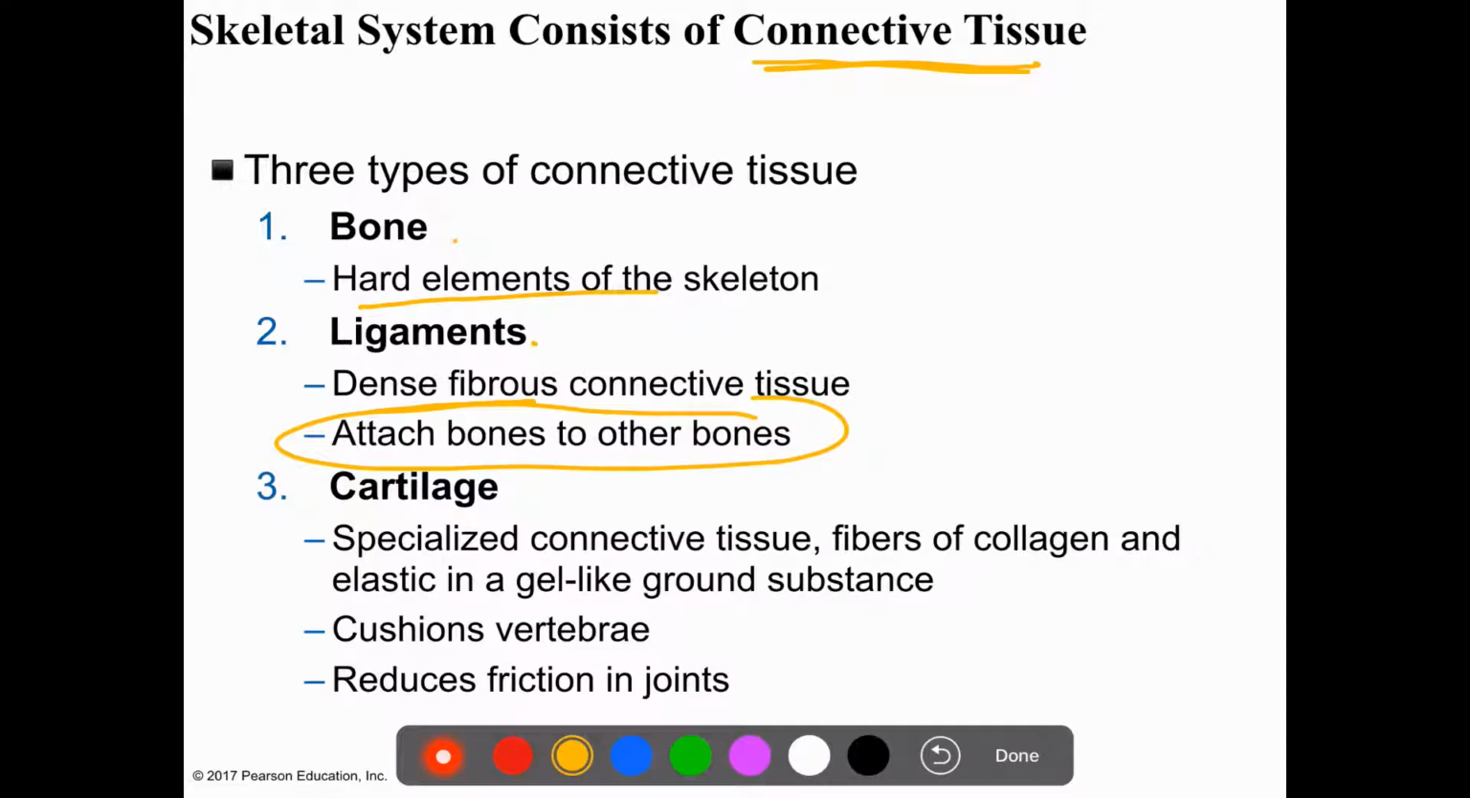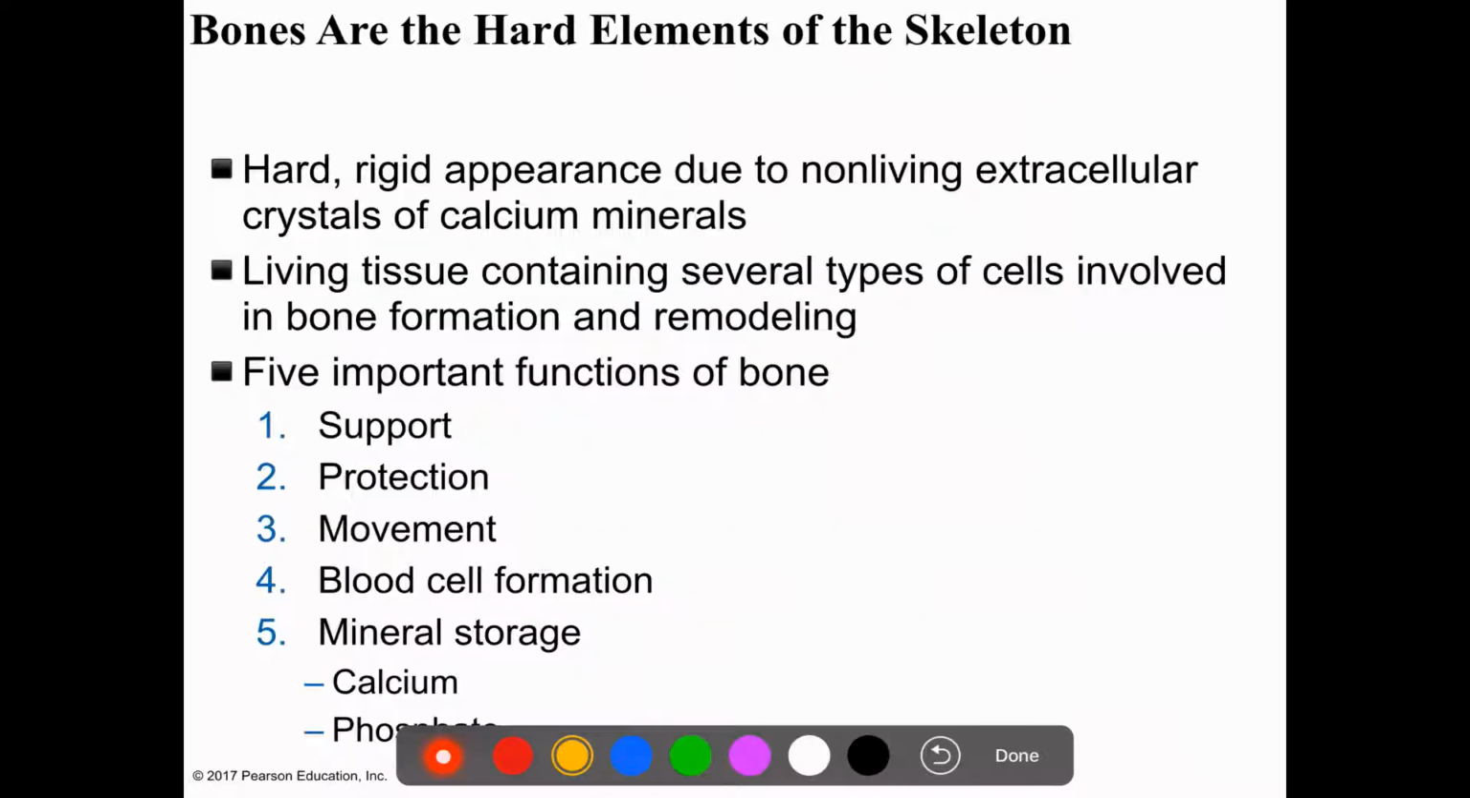And we have the cartilage. And the cartilage, this is a specialized connective tissue, as we talked last time. They are made of fibers of collagen and elastic in a gel-like ground substance. We said these are tough yet flexible type of connective tissue. So these are going to cushion the vertebra and they are going to reduce the friction between the bones.